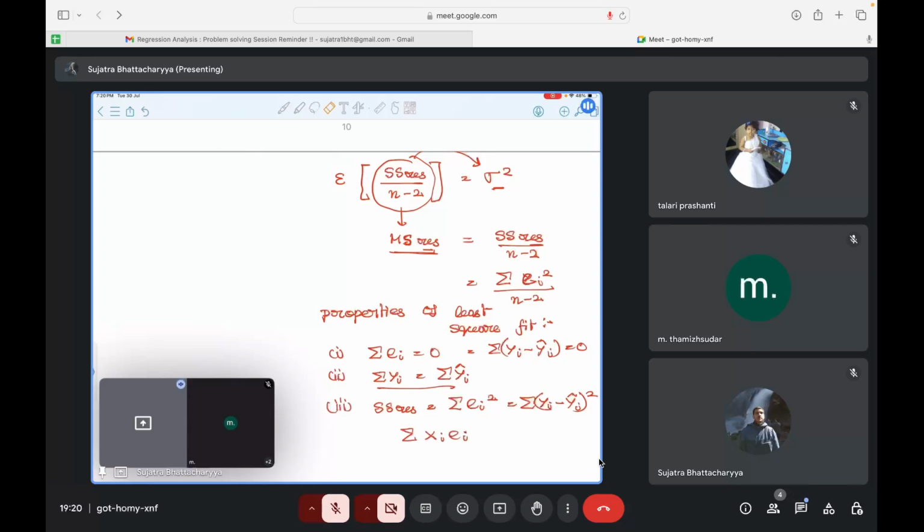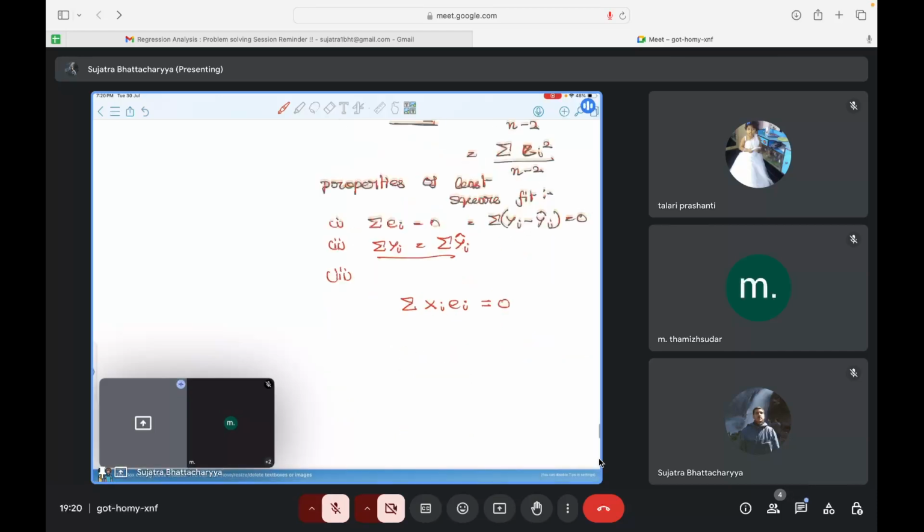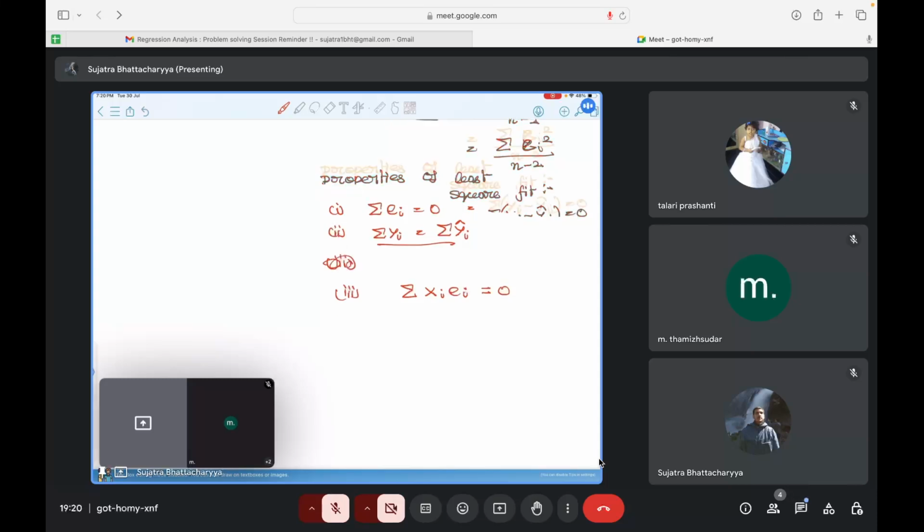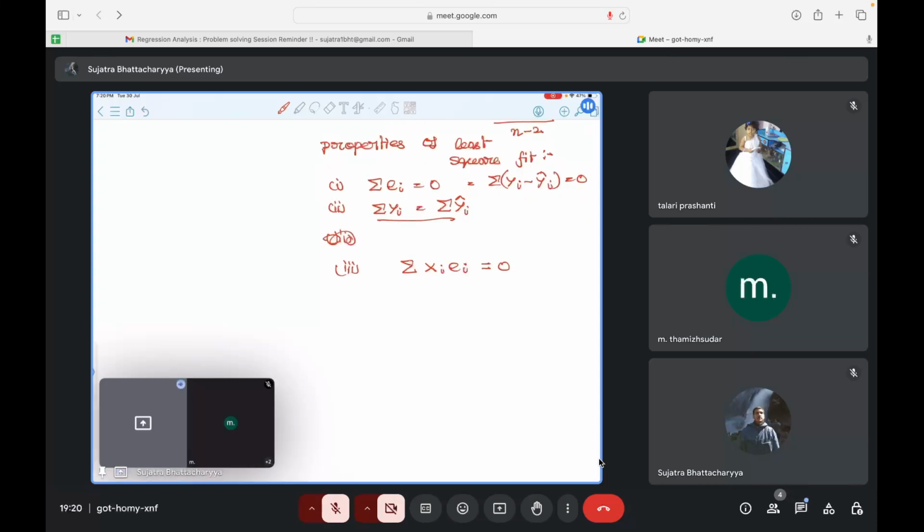I don't think this is a property. So this is not the property. Let me show you this. So xi ei, this is actually equal to 0. This is one of the properties. Okay, this is the third one. Xi ei summation is equal to 0. And the fourth one is that yi hat ei is equal to 0.